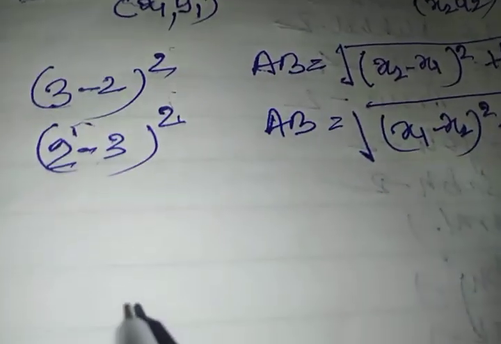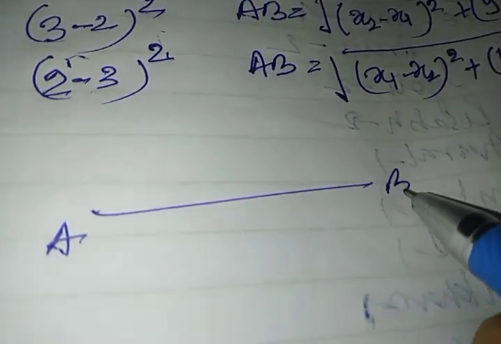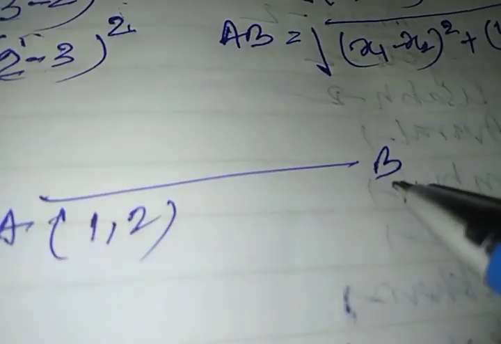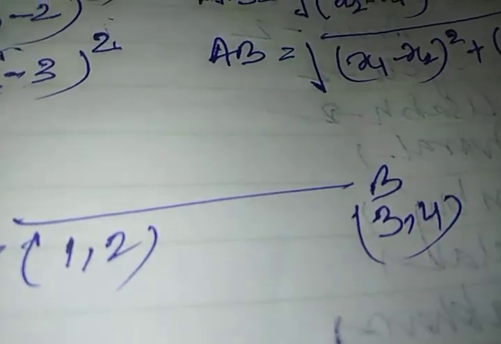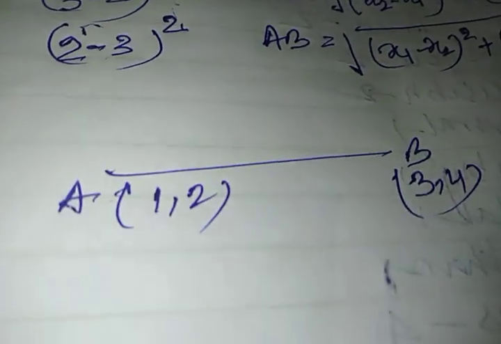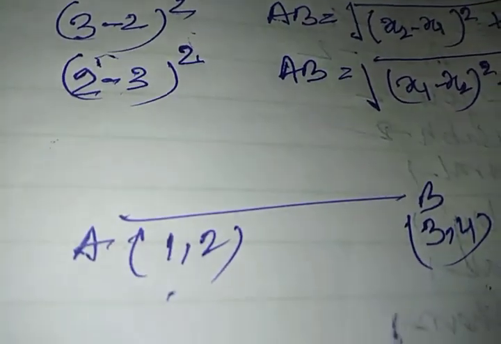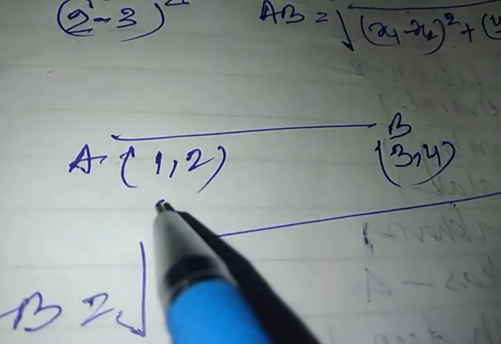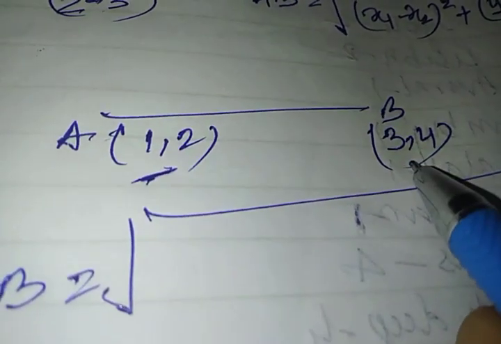But let me suggest one way. Suppose this is A and this is B, where A is (1, 2) and B is (3, 4). Just take any one point, either this or this, for finding AB. Fix one point, suppose this is the point you have fixed. Then from this, the other point's coordinates will be subtracted.